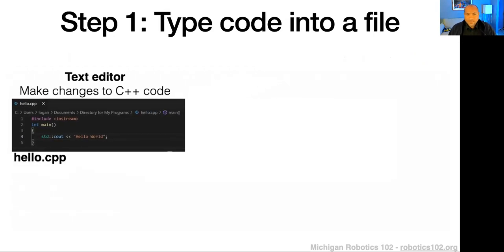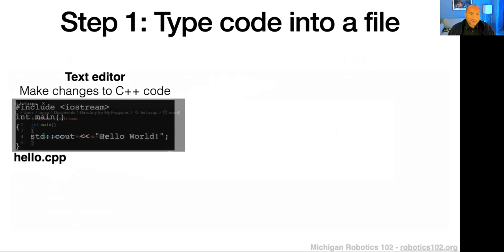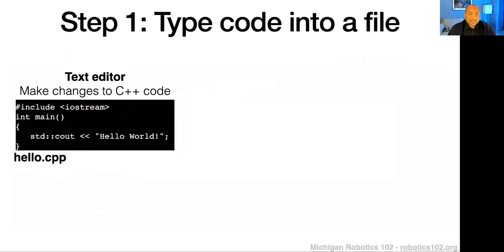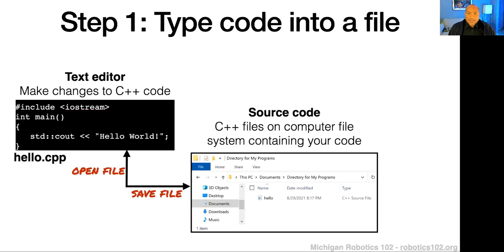And so with Hello CPP, we can put it into a text editor. It doesn't have to be VS Code. It can be anything. So I'm just going to abstract it. So it looks like this right here. And then, from Hello CPP, we can save that file, and that source code then sits on our file system. So it sits on our local file system. So from the file system, we can open the file, make changes, then save it back to the file system.